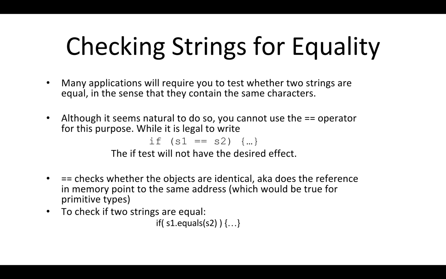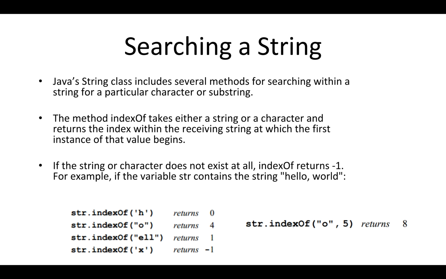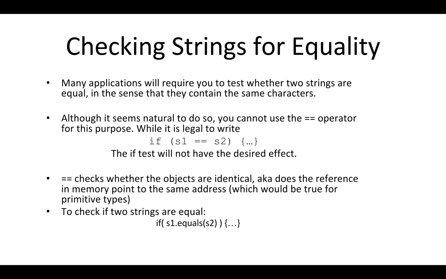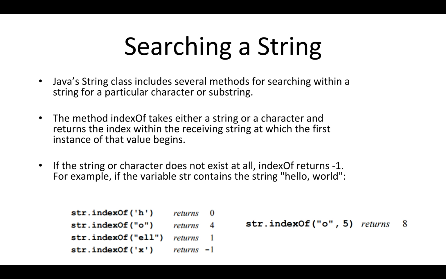So when you want to check if two strings are equal, you have to use the method .equals. So in general, when you're comparing two strings, never use the two equal signs, always use the method .equals. When you're searching a string, there are several different types of methods to search a string.